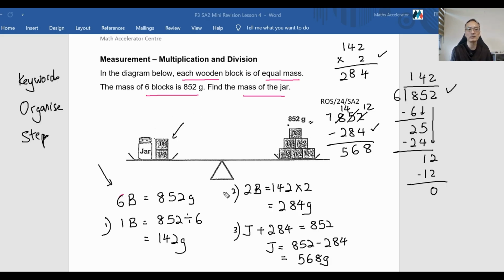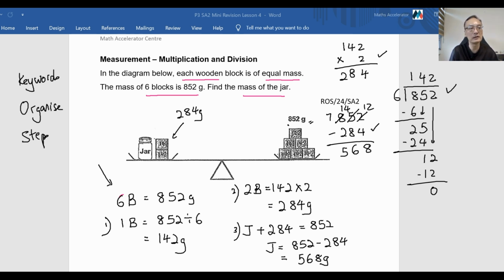Focus on the balancing beam. You can see that over here, a jar and 2 blocks can balance with 6 blocks over here. And we know that this 6 blocks is 852. Therefore, the jar plus the 2 blocks will give us 852. Based on our calculation, the 2 blocks here has the mass of 284 grams. Therefore, we subtract this from the total mass of 852 and we found out that the mass of the jar is 568.